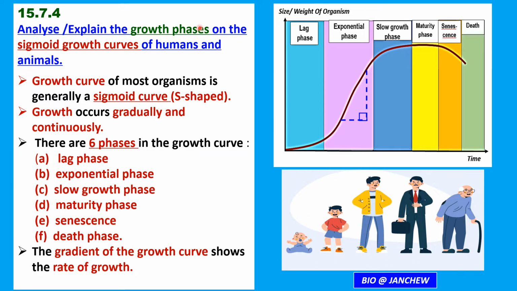And to find the rate of growth, we actually just find the gradient of the growth curve. Okay, so the gradient of the growth curve shows the rate of growth. Let's say we want to find the rate of growth at this point here. So draw a line that is a tangent to this point, and then from there draw a right angle triangle. Okay, so the value of y here, vertical line, over x, the horizontal line, gives us the gradient, as we have studied in maths.